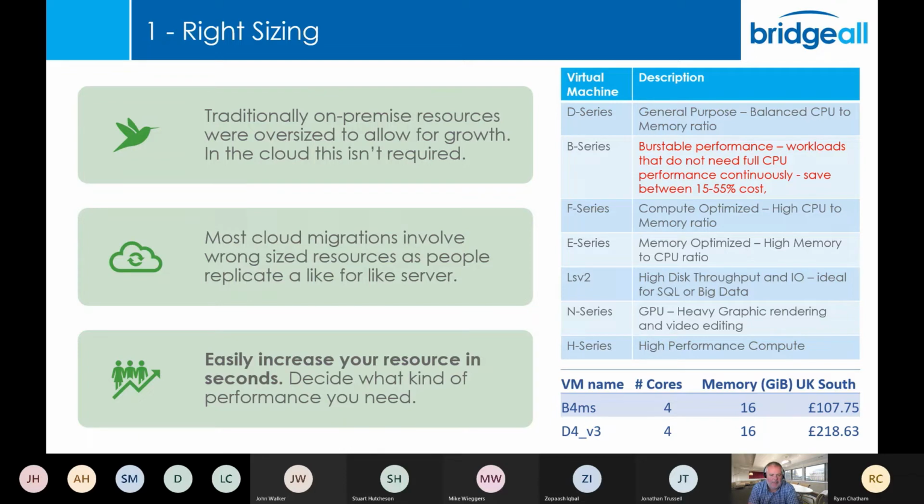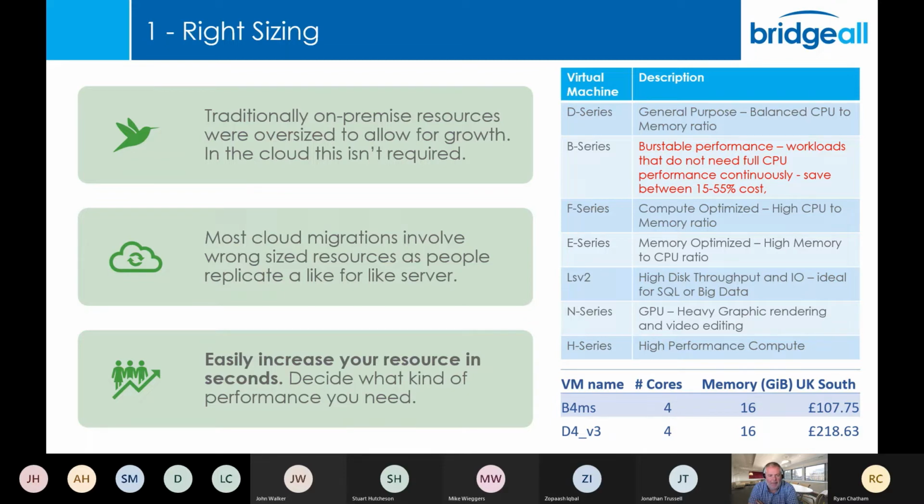There's a vast array of virtual machines available of all different sizes and reference numbers, and there are some examples I've given there of general purpose machines. The D series, then we want to look at F series, which are compute optimized, so you've got more cores to memory ratio. E series, you've got the opposite, more memory to CPU ratio. Then we get into some specialist type VMs, LSV2s, which are ideal for SQL or big data, graphics intensive machines or high performance compute.